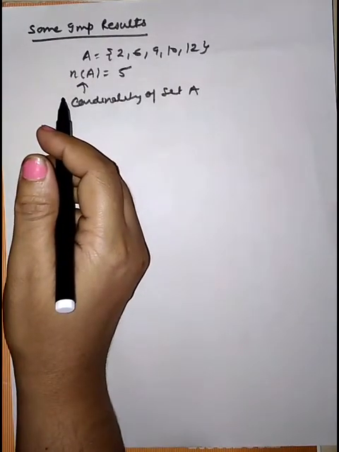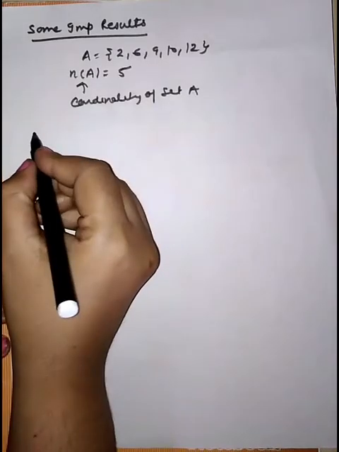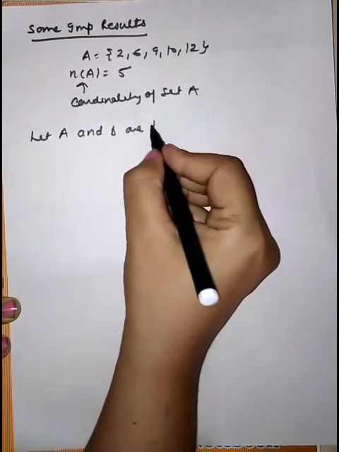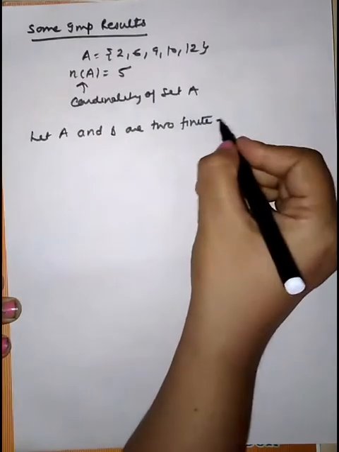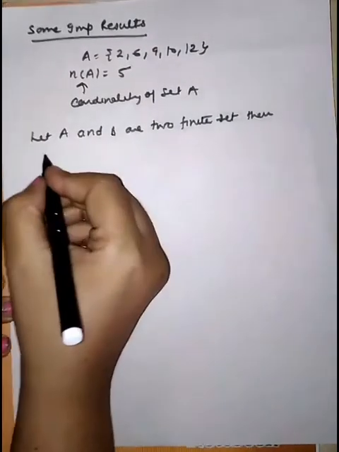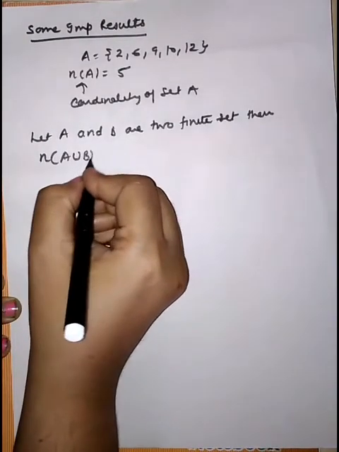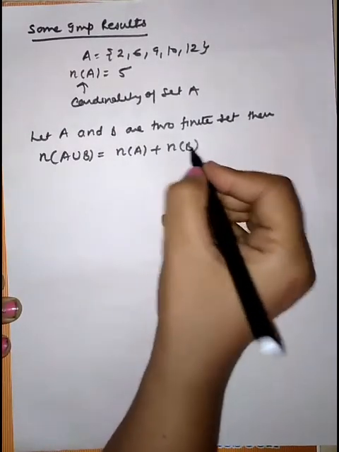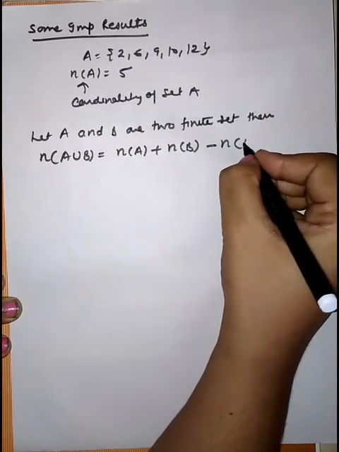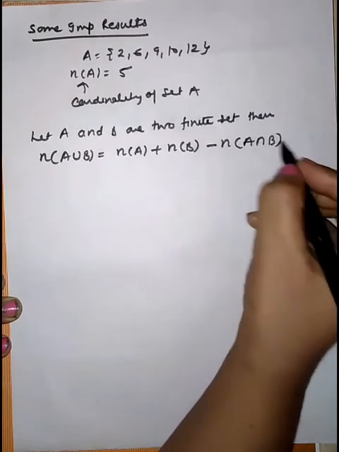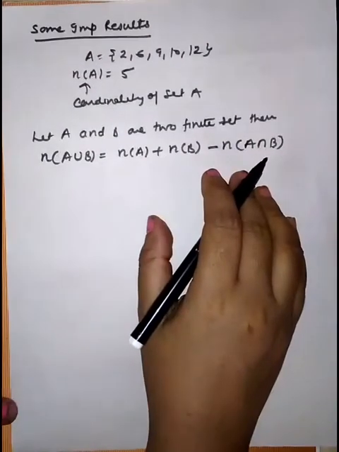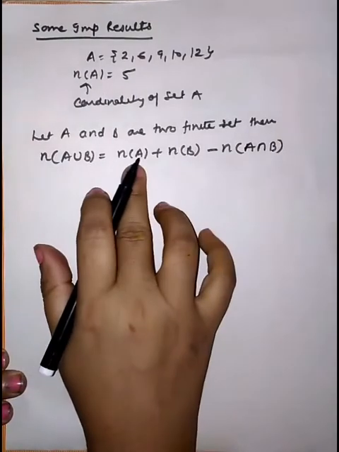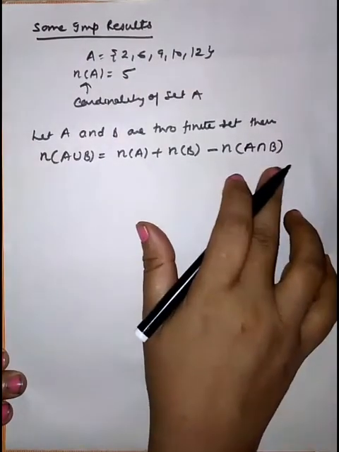Now come to the important result. Let A and B be two finite sets, then the number of elements of A union B is defined as n(A) plus n(B) minus n(A intersection B). This is the most important result, which is used in sets for solving questions. So n(A union B) equals n(A) plus n(B) minus n(A intersection B).